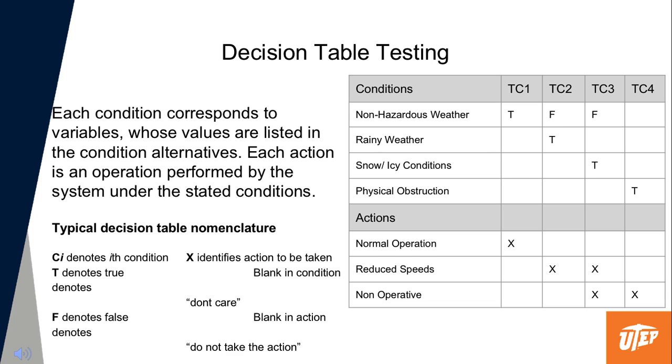The lower left quadrant of the table states the actions that our system is capable of taking. These actions are to operate as normal, reduce the shuttle bus's speed, or be unable to operate.